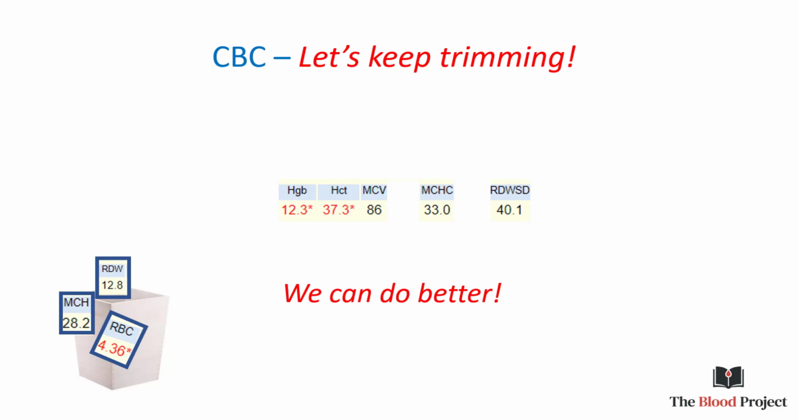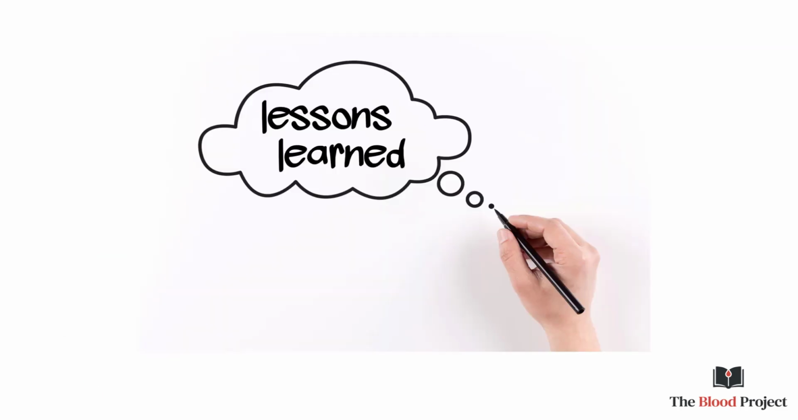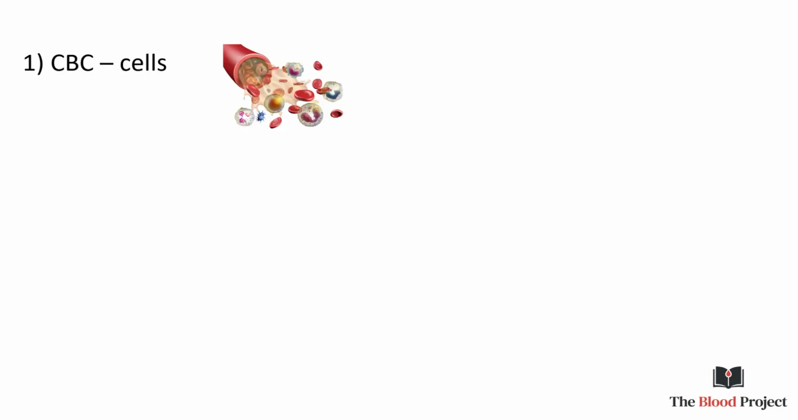Here is the stripped-down version of the CBC in which we have removed the red cell count, the mean corpuscular hemoglobin, and the RDW-CV. Now, as we will see in part 2, we can do even more trimming. But for now, let's end with some take-home points.